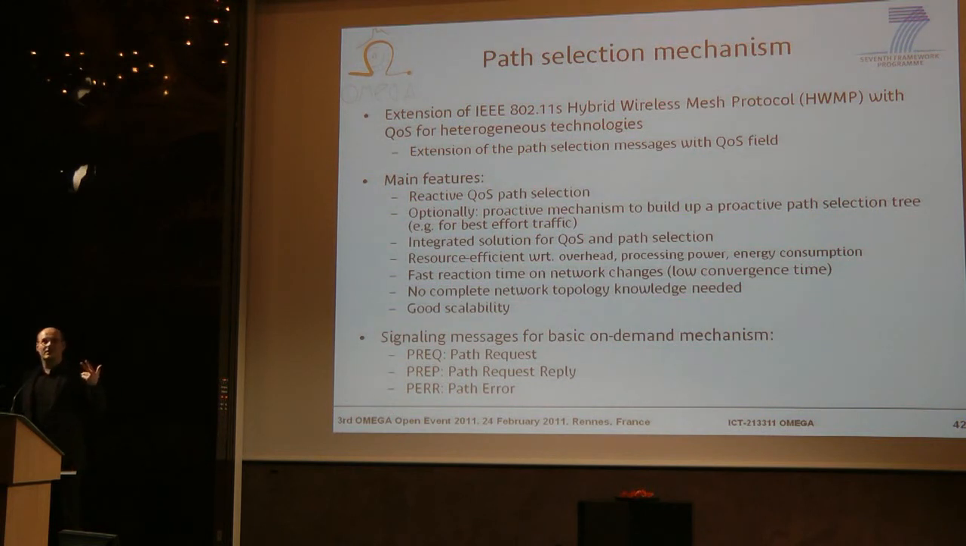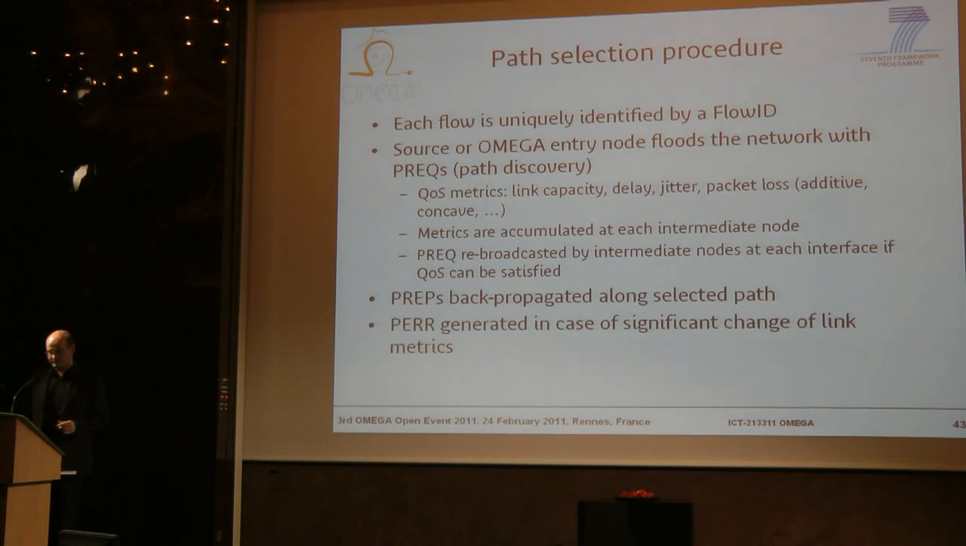And there are just three basic messages, which are borrowed maybe from the dynamic source routing protocol or from the HWMP. They are all very similar, and provide an on-demand mechanism. And these are path request, path request reply and path error. I'll shortly introduce how this works. So, this is the path selection procedure. Each flow is uniquely defined by a flow ID.